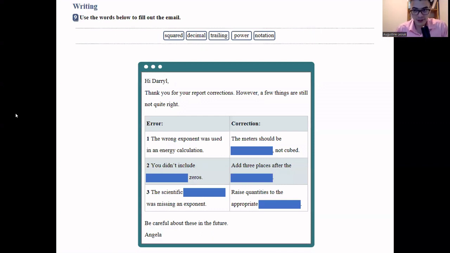For the first writing segment of this unit, I want you to fill in the blank of the error correction table over here using the given words up here. So you can see that we have squared, decimal, trailing, power, and notation. So figure out which words belong to which section of this email, this table, and try it yourselves first. Pause the video, fill in the blanks yourselves first, and when you're done, resume the video, and we will go through the answers together.